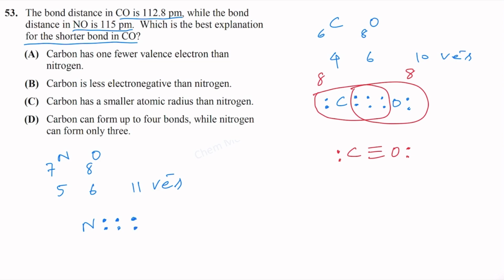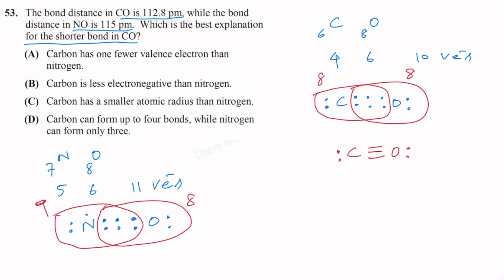If we try to put 3 bond pairs between nitrogen and oxygen, then what will happen is we have to break the octet configuration for nitrogen. Here we are having 9 electrons around nitrogen and we are having 8 electrons around oxygen. This is not the best Lewis structure for NO because we are breaking the octet rule.